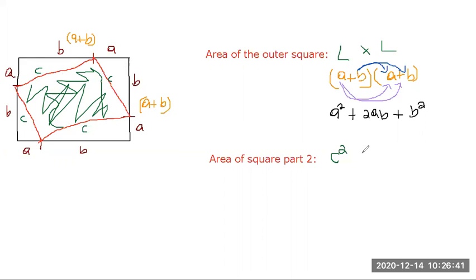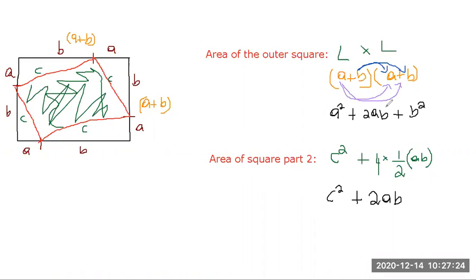Now I have to find the area of these triangles, and I'm going to have to add that. The area of a triangle is half base times height, right? So half, the base is A and the height is B. So half AB. And there are 4 triangles, so I'm going to have to multiply this by 4. Now when I solve this out, c squared plus half of 4 is 2, so 2ab. So this is another way we could solve for the area of the big square, all right?